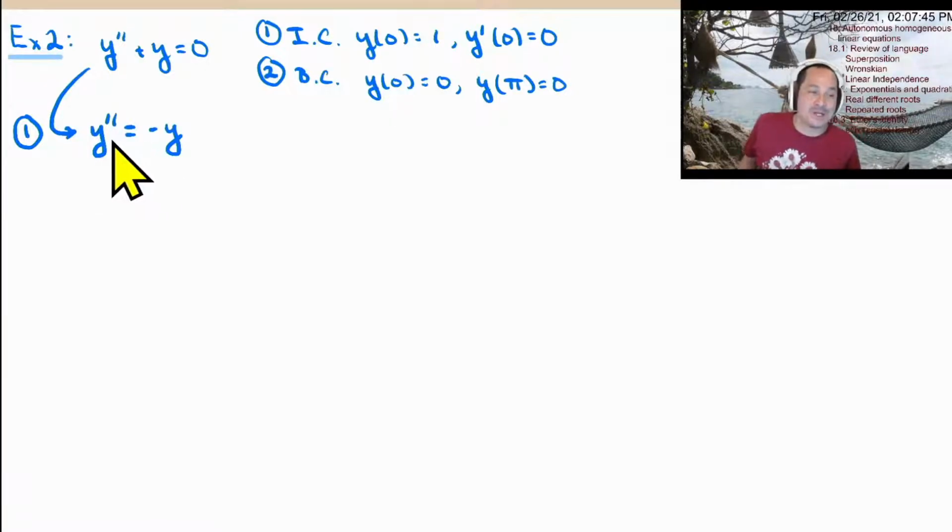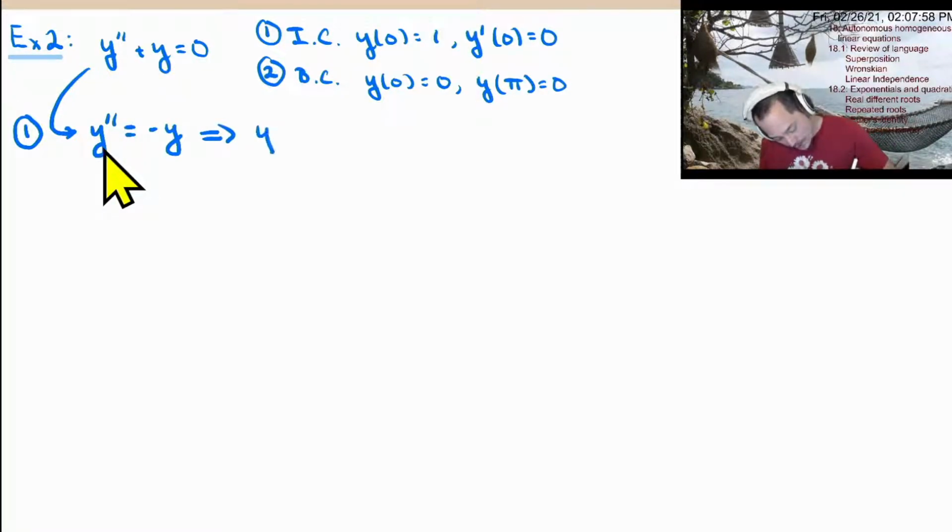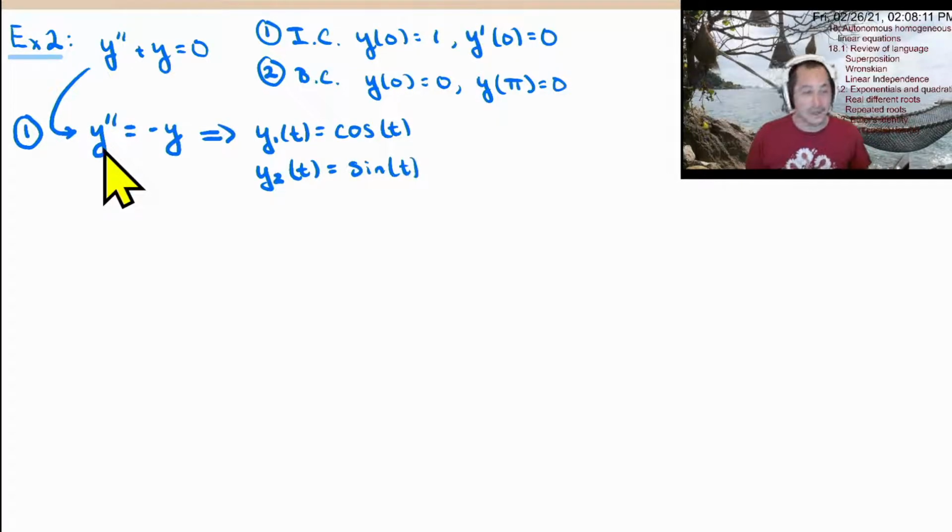But getting back to the question, what functions are out there such that when I take two derivatives of those functions, I get the negative of what I started with? Yeah, those functions are going to be sines and cosines. So y1 of t is going to be cosine of t, and y2 of t is going to be the sine of t.